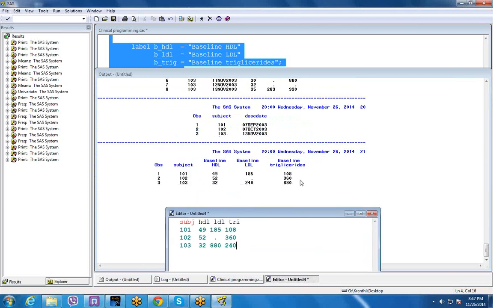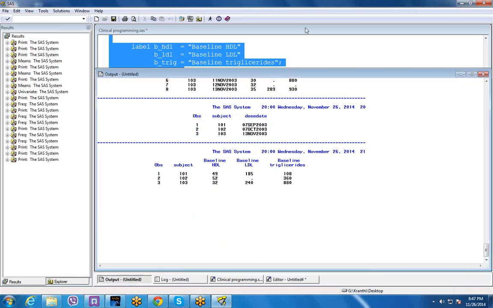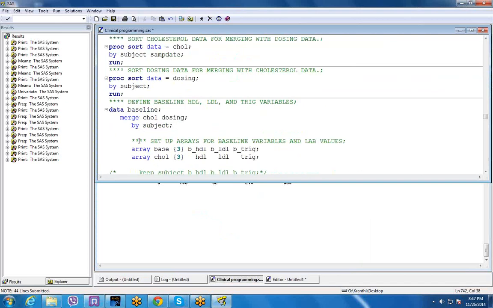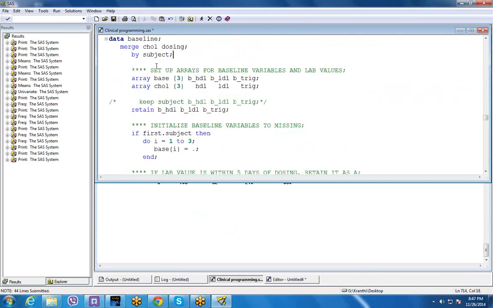See 49, 185, 108, then 52, 360, 32, 240, 880. Okay, so this is the last observation carried forward code. Here we have not written any big code. We just merged both the data sets and used an array, and the return statement is to keep the order.